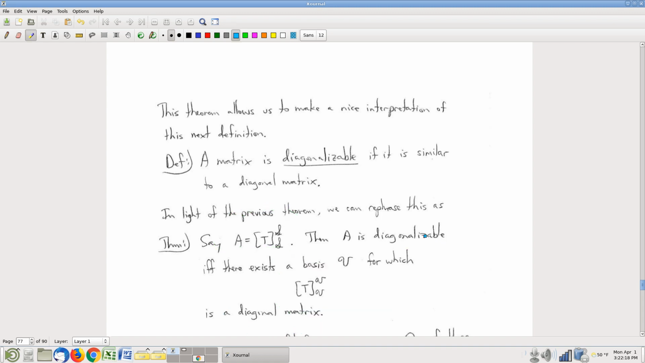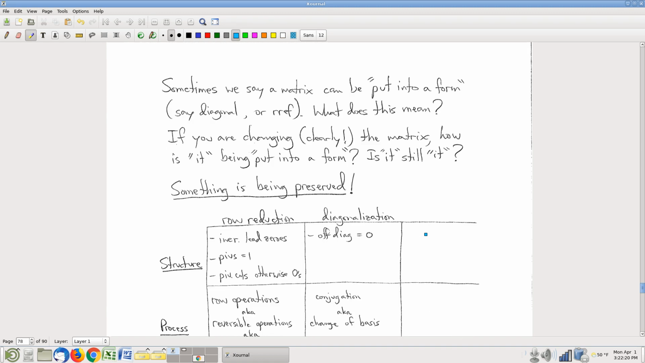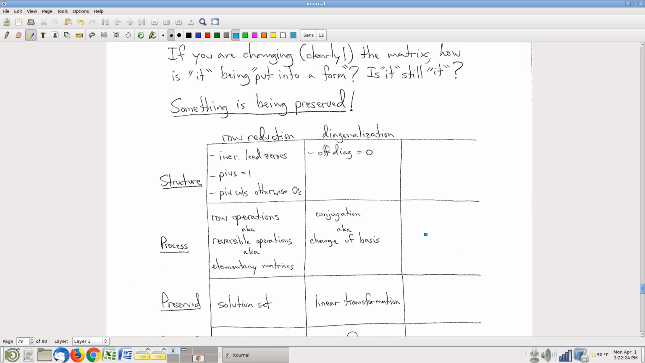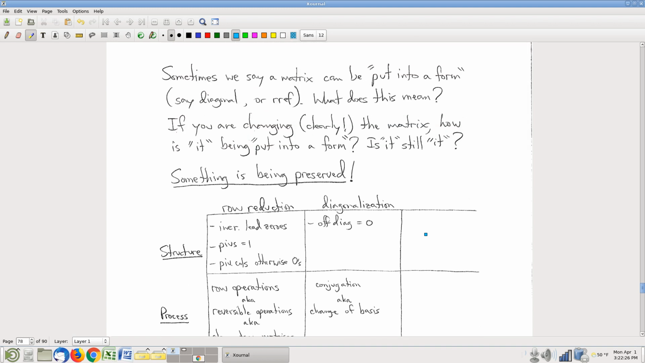Okay, all right, and then a reminder. There's this discussion of this language. I think this is confusing, but when you talk about putting a matrix into a form, this used to bug me. If you are changing it, in what sense are you putting it into a form? Aren't you just making it a different thing? So it's not it anymore. So what do we mean by putting it into a form? It seems kind of contradictory.